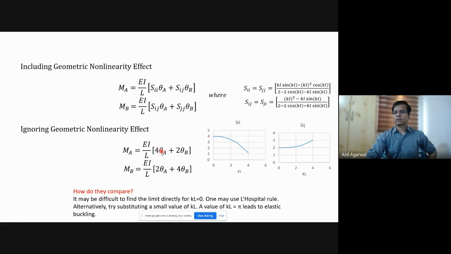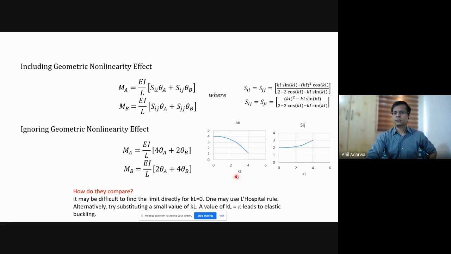So one way to find the values which are similar to these is to write a Taylor series of this one. Then take some of the important initial terms, and ignore the higher order terms for small values of KL. K represents your axial force value, right? K is basically equal to square root of P divided by EI. So it represents axial force value. Higher the K, higher the axial force. Right? So one way could be that.